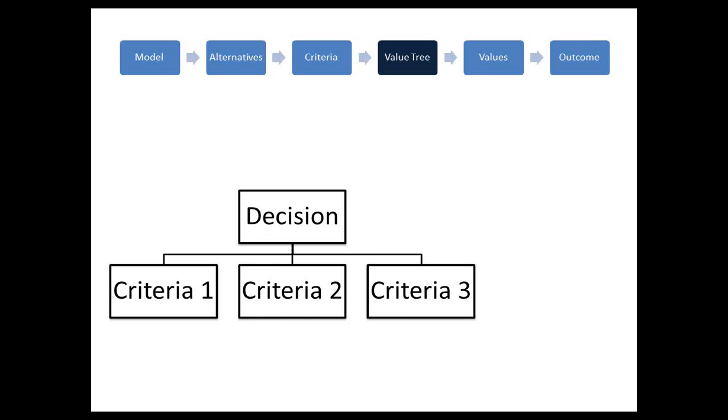Fourth, it's important to determine the shape of your value tree. When you look at the decision here, which is determined by 3 criteria, this is a one-level hierarchy tree. All criteria are on the same level, and all your alternatives must be valued on all these 3 criteria.